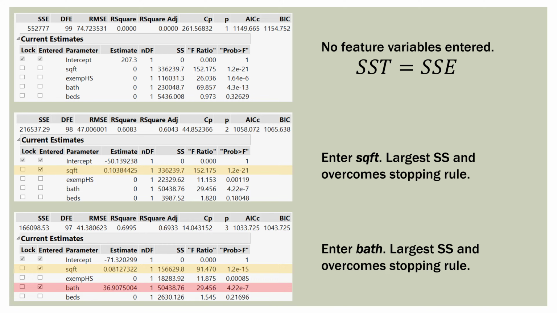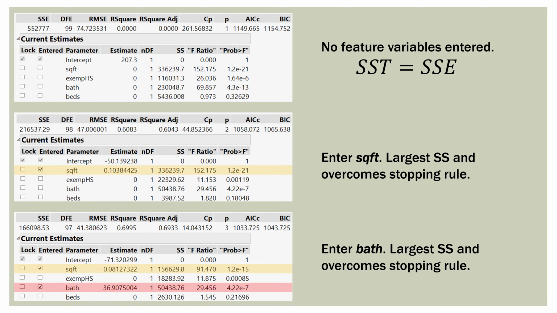Now this is tricky because I'm going to trick you here. I want you to see something. You'll see that the sum of squares due to error is 166,099. So keep that number in your head, 166,099. Now, look at the SSE at the top, or the SST, which is the same thing, of 552,777. So the difference between 552,777 at the top, 166,099 at the bottom. Well, the difference between those two should be what we have in our model.